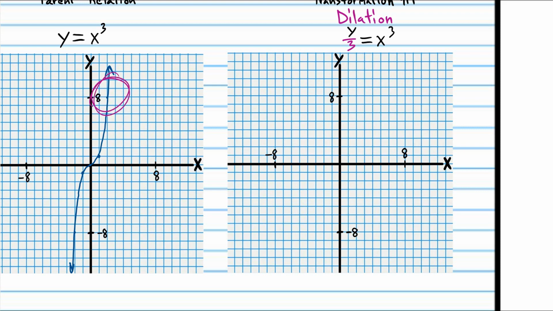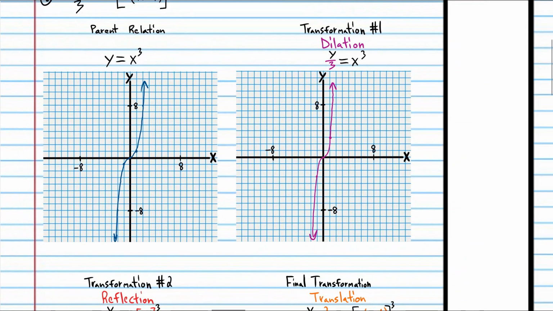So these points up here, their y values are too big for the window, so we're going to focus on (1, 1). (1, 1) becomes (1, 3). And (-1, -1) becomes (-1, -3). Again, we're multiplying all the y values by 3. And (0, 0) doesn't change, and so that's pretty much all we can do. The graph starts to go outside the window at that point. So we dilated.